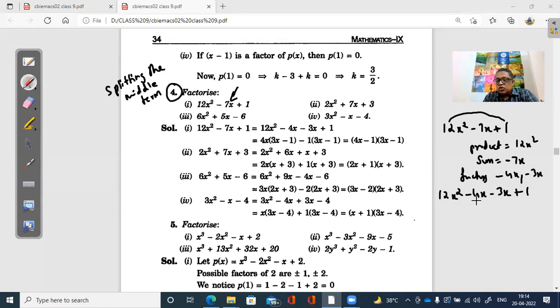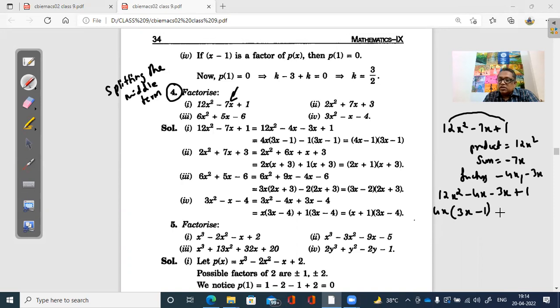Now you will take common in the first and the second. So what is common here? 4x. In 12 and 4, 4 is common; in x square and x, x is common. So 4x is common. 4 goes how many times in 12? 3 times. And we have already taken out x, so 3x remains here. And 4x is already out, so you will get minus 1. So you will get 4x common, 3x minus 1.